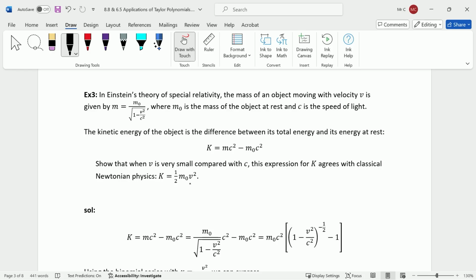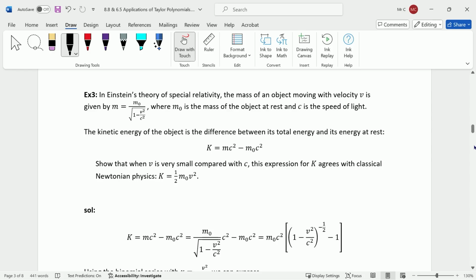So when it says show that when v is very small compared with c, we're actually showing that Newtonian physics is an approximation of Einstein's theory. I think that's really fascinating to see. We got more information, a more complex modeling of the world of physics around us, and what we see is that Newton's laws were still valid as approximating measures of the world around us. So they were pretty close.